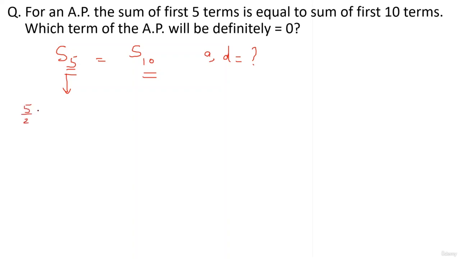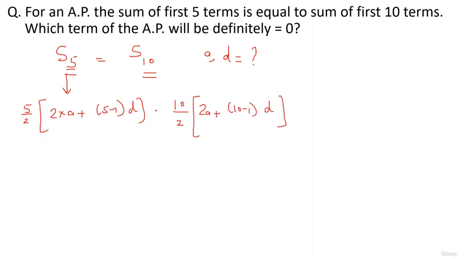Now guys, for the first 5 terms, if we write the sum formula, what will it be? It is n/2 into 2a plus n minus 1 into d, so 5/2 into 2a plus 5 minus 1 into d. That is the standard formula, right? Same thing you can do for the first 10 terms: 10/2 into 2a plus 10 minus 1 into d. But as per the question, these sums are equal, so you can cancel out a 2 and the 5s. So 2a plus 4d is equal to 4a plus 18d.